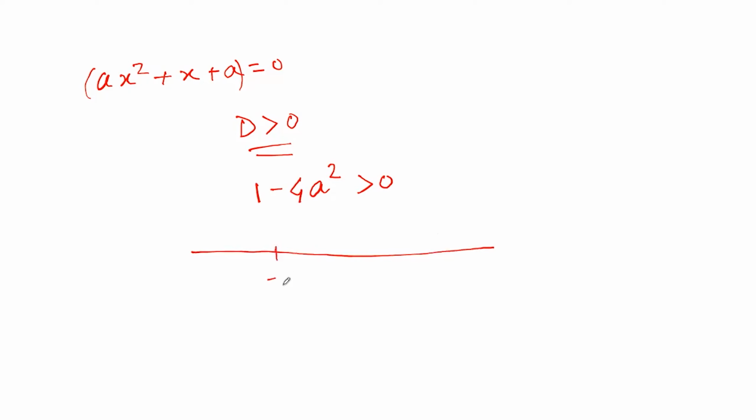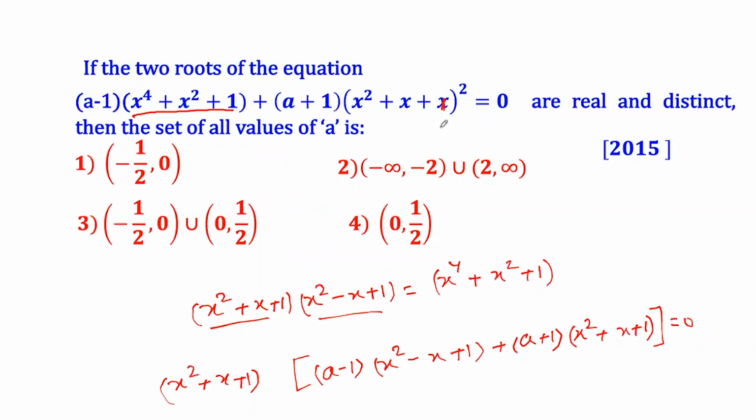Make the number line. This will be 0 at minus half and plus half, right? Put any value, this will be negative, positive, negative. What we require is the positive part, so minus half to half. A belongs to this, right? But see, if I put a equal to 0 in this case, the x to the power 4 will be cancelled out and x square will not be there. So 0 is not included. So we are getting the answer minus half to half excluding 0, right?